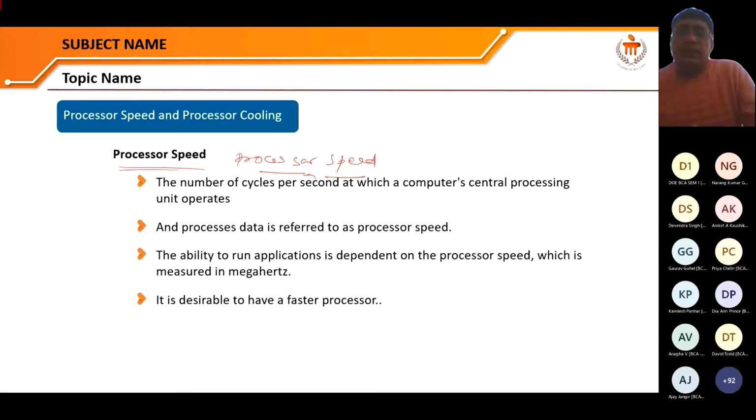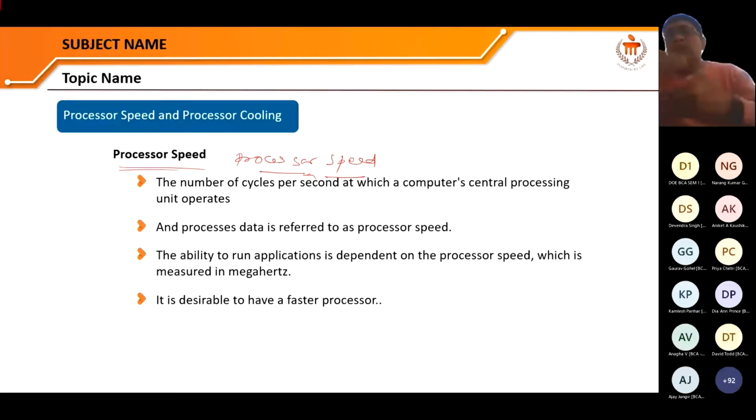Suppose this is the CPU and it depends on the clock speed. If it is working at this pace, it can cover only this part, and it can take only 100 or 200 million instructions. 100 instructions, 200 instructions, 1000 instructions maybe. If it is running faster, it can take multiple instructions. So the CPU speed should be higher.